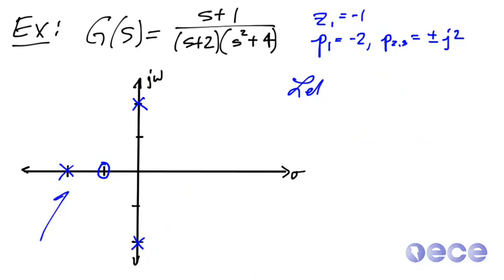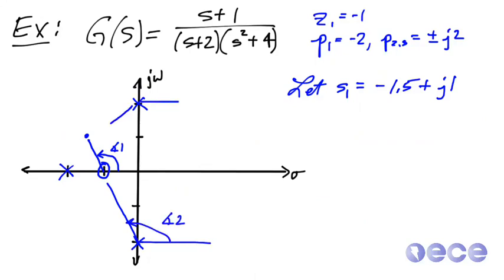Here's the pole at P1 equals minus 2. And then we have a pair of conjugate poles, one here and one here, which are at plus or minus J2. So I'm going to let S1 be an actual value to make it easier to calculate. So that S1 value is at minus 1.5 plus J1. So that's where this little blue dot is here. And now we can write a bunch of angles, angle 1, angle 2, angle 3, and angle 4.